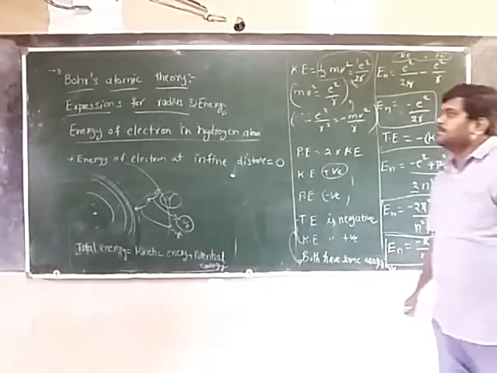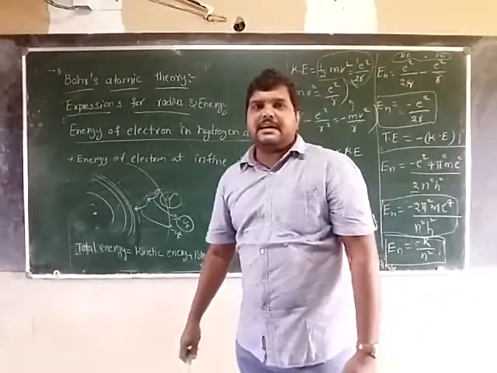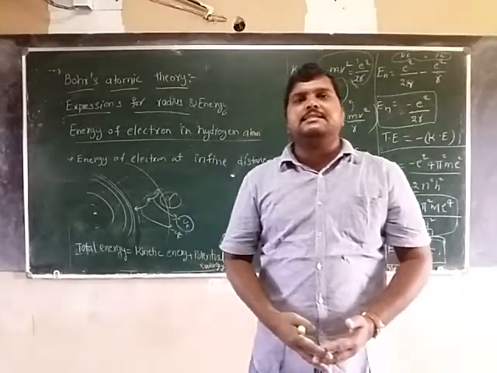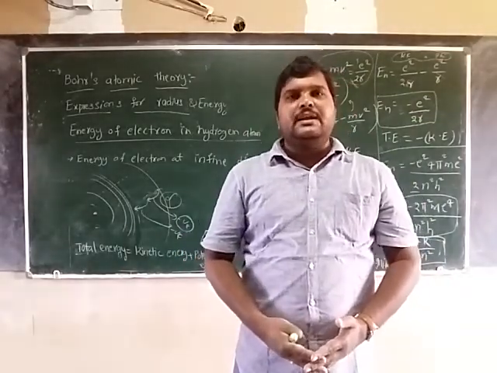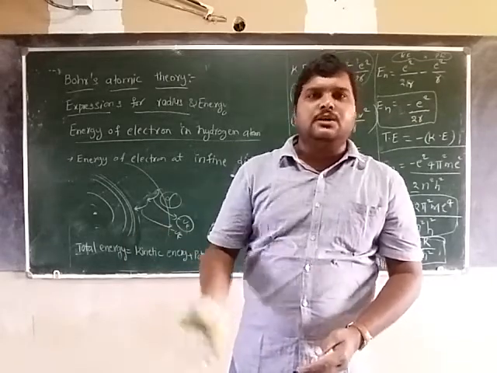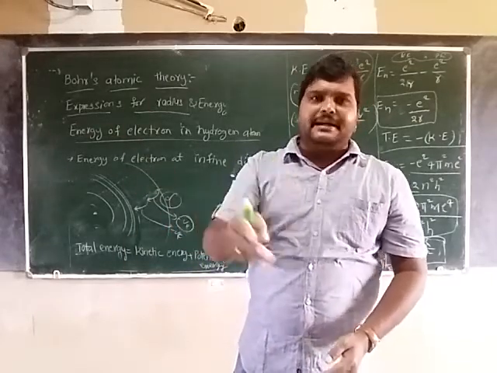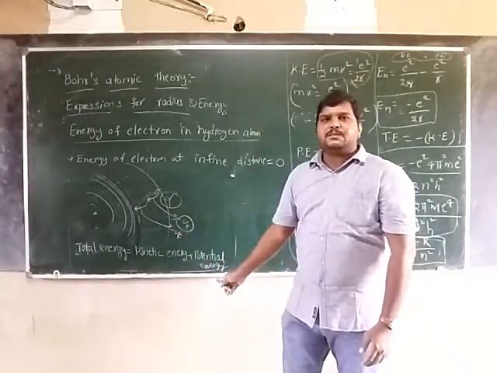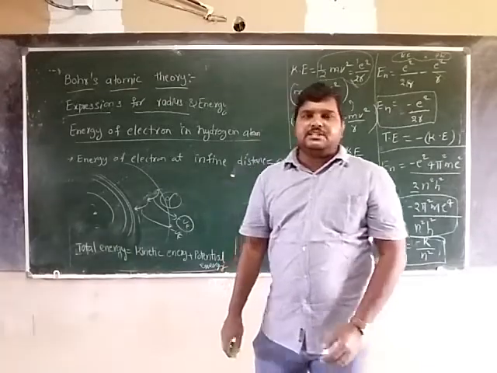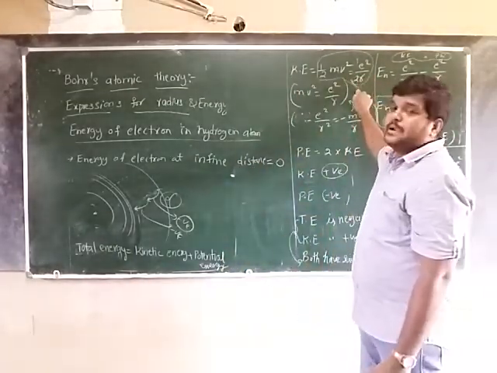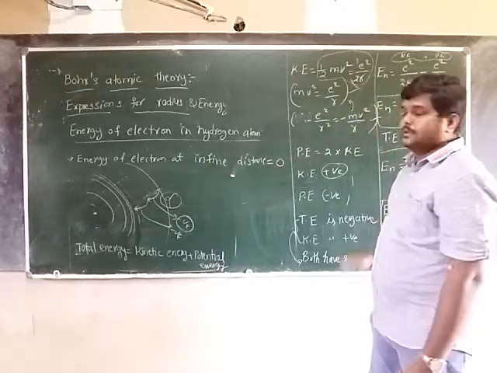Now come to the point: energy of the electron in the hydrogen atom. When the electron is very far away, at infinite distance, we consider the energy as 0. When the electron comes from a higher energy level to a lower energy level, it loses energy, so from 0 we consider the energy negative. Now, total energy is equal to kinetic energy plus potential energy. Kinetic energy is equal to half mv square, which is e square by 2r. Then we will check how we are getting this.